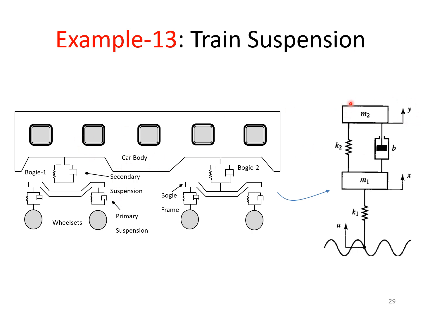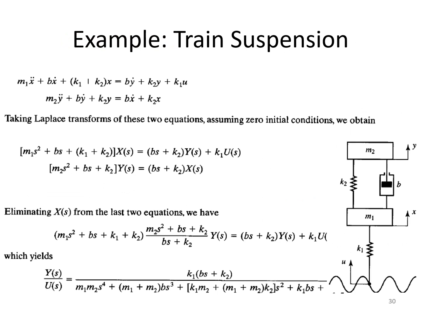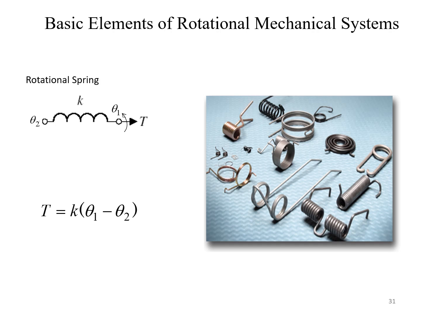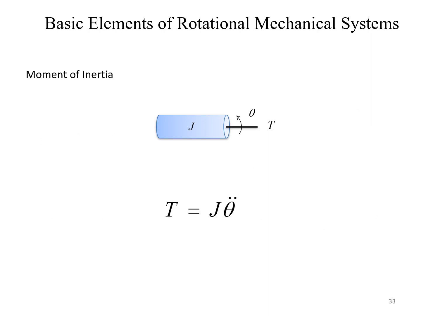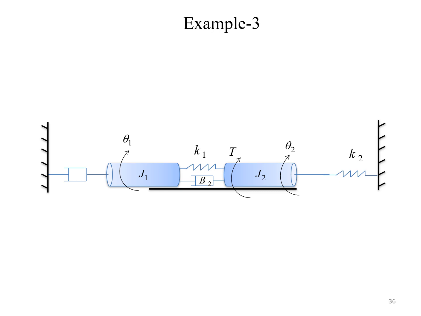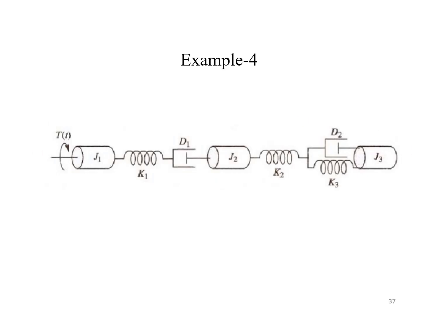Train suspension could be represented like this. The body mass could be represented as M2 and M1. Here the suspension is represented using the spring K2, dashpot B, and another spring K1. This is the transfer function we can get for a train suspension after simplification. We can just go through it. This has been discussed already. Rotational mechanical system examples.